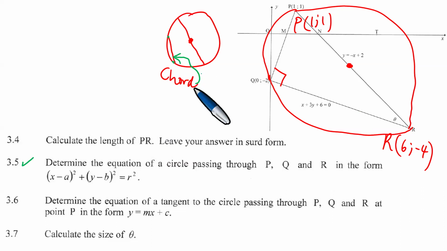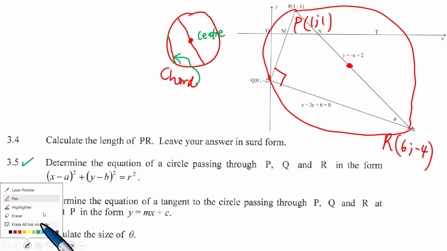Now, what do we call this chord? Because a chord just means a line segment between two points on the circumference of the same circle. Okay, now, what do we call this type of chord that passes through the center? What is the name of that chord? Anyone?